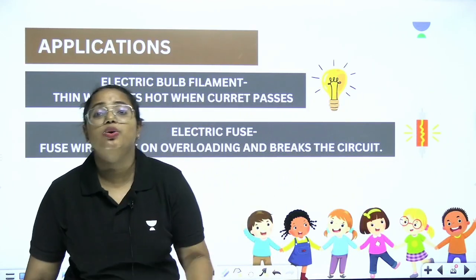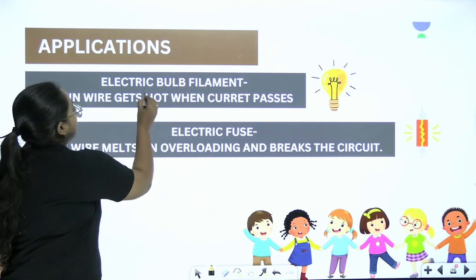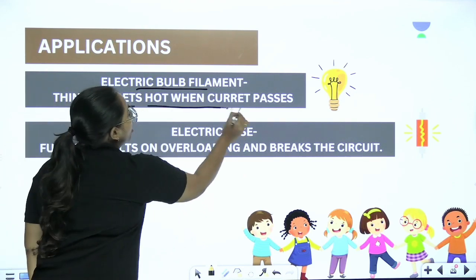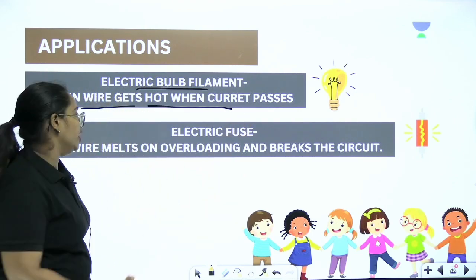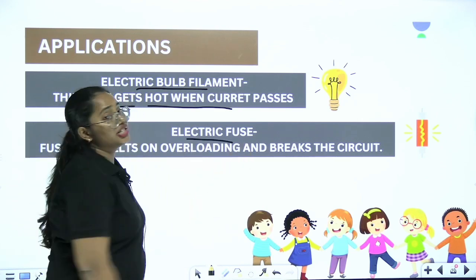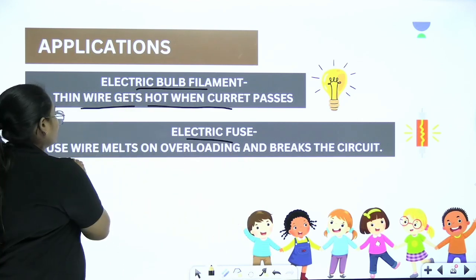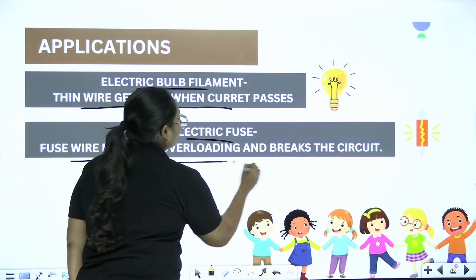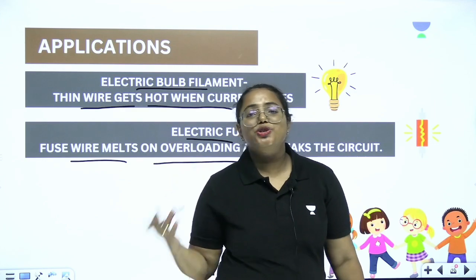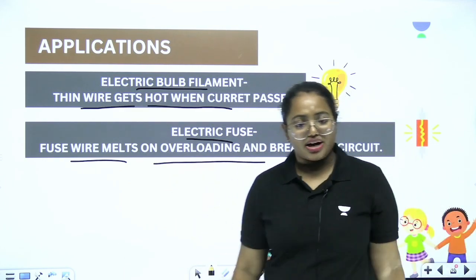Where do we use this particular effect? We have taken two examples here. The first one, the electric bulb filament. The thin wire gets hot when electric current passes through it. Similarly, the same effect is used in the electric fuse. Electric fuse is a safety device, we all know that. The fuse wire can melt on overloading and therefore it breaks the circuit. These are the two places where we make use of the heating effect of electric current.